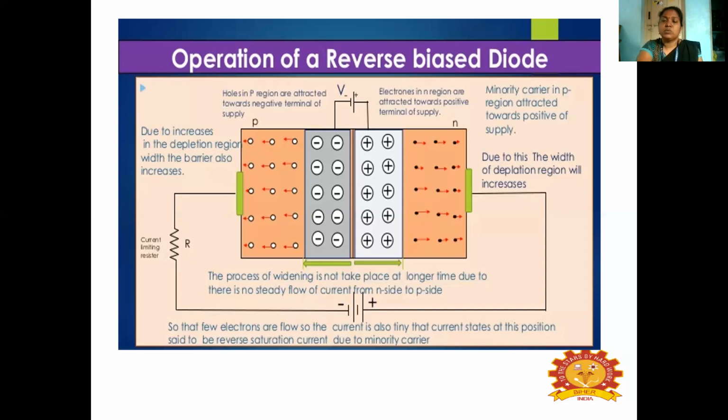So this is what you can see. The depletion region will keep on increasing when you constantly increase the supply, so that a few electrons flow. This current at this position is said to be the reverse saturation current, due to minority carriers. So this current flow we call a reverse saturation current.